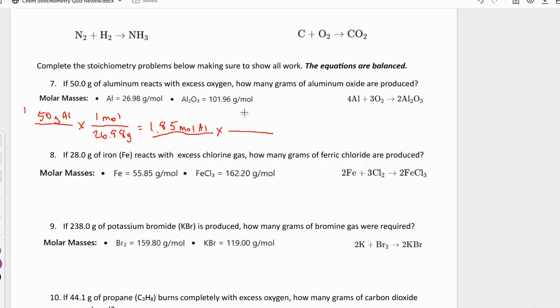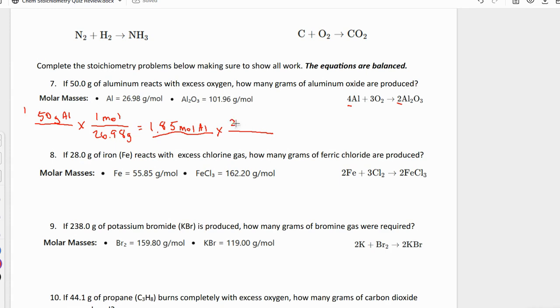Now we do the mole ratio to figure out how many moles of, what are we trying to figure out? Aluminum oxide. All right, so we're going to figure out how many moles of aluminum oxide are produced. So we need the mole ratio. So aluminum is 4, aluminum oxide is 2. So we already got aluminum. So it's 4 to 2, what goes on top, what goes on bottom? Since we want aluminum oxide, it goes on top.